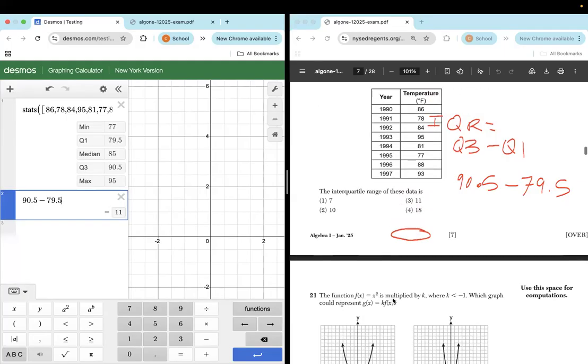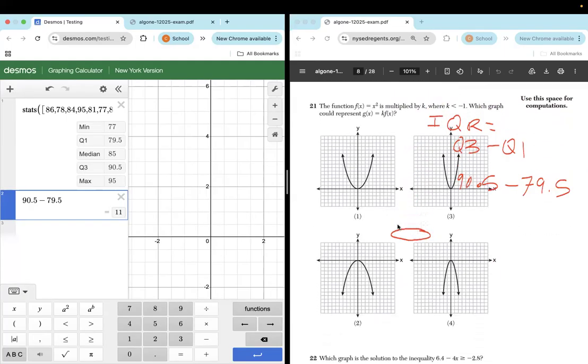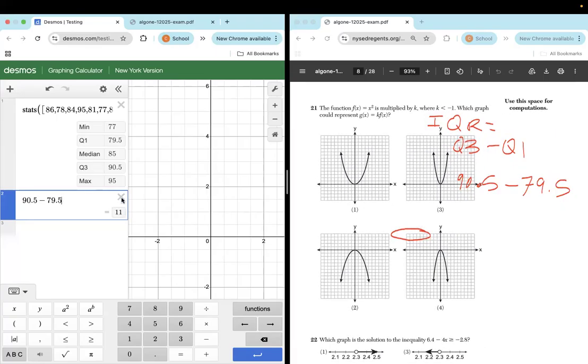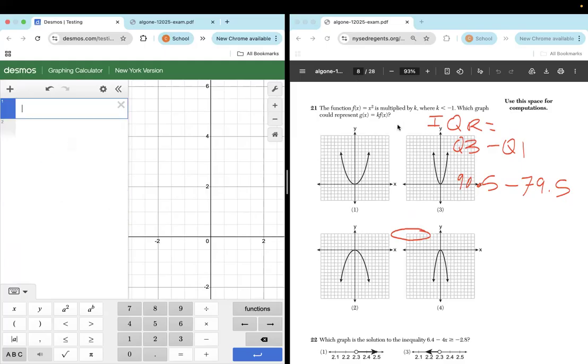All right, number 21. The function f of x equals x squared is multiplied by k, where k is less than -1. Which graph could represent g of x, which is k times f of x? So they're basically asking us which graph represents f of x times some number k. So that's what I'm going to do. I'm going to get f of x and multiply it by some number k. We don't know what k is, but we know k is less than -1.